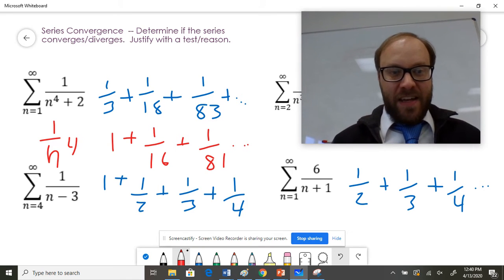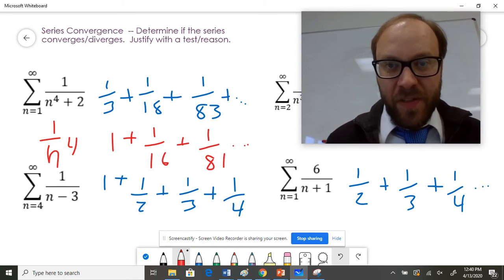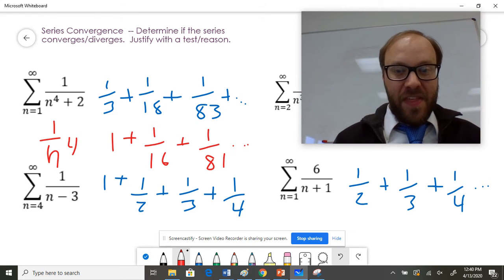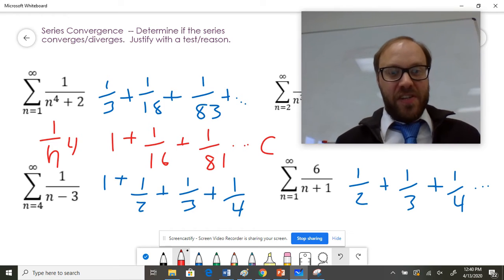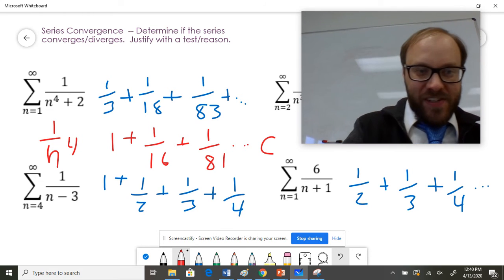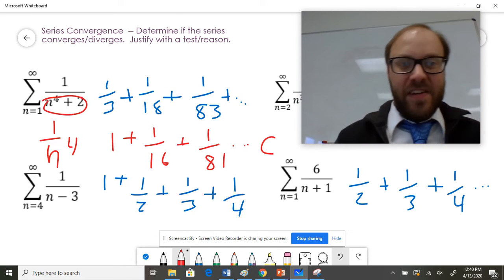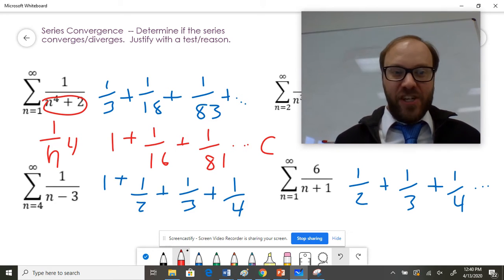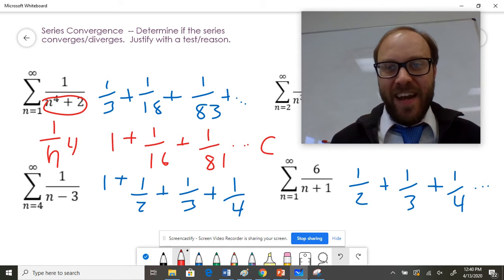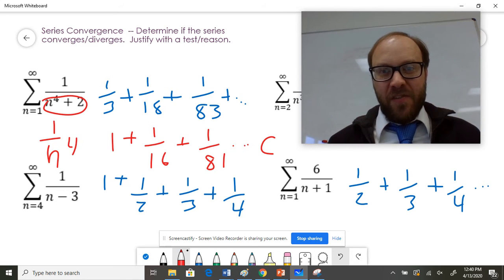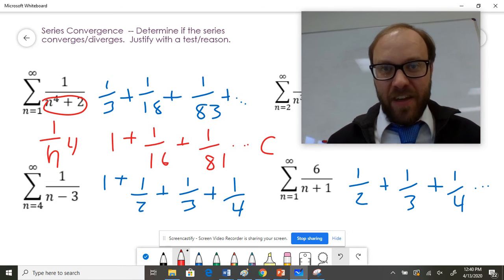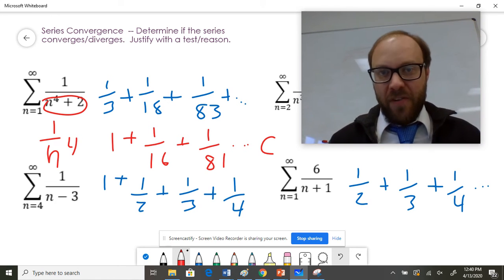The key here is that 1 over n to the fourth is a p series with a p-value greater than 1. This is going to be a convergent series, okay? But notice, the denominator of the series that we're comparing to has that plus 2. If you think about it, a fraction that has a larger denominator is actually smaller. So for example, if I have 1/3 and I add 2 to the denominator, I get 1/5. 1/5 would be smaller than 1/3.